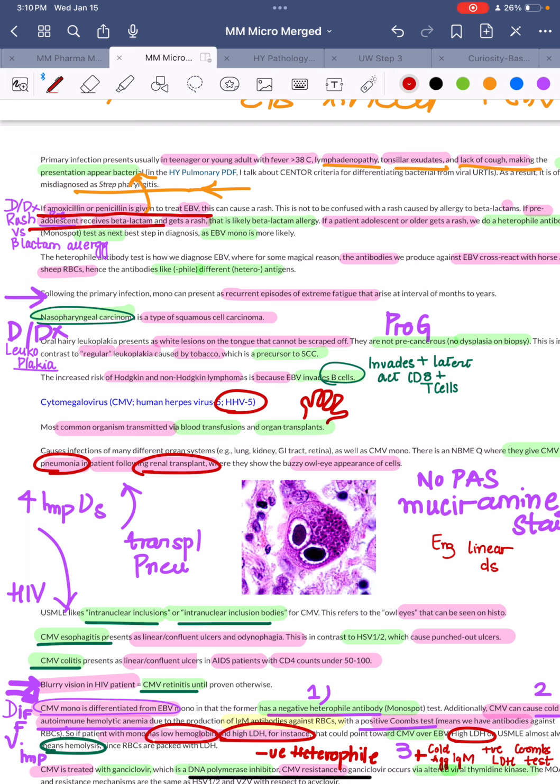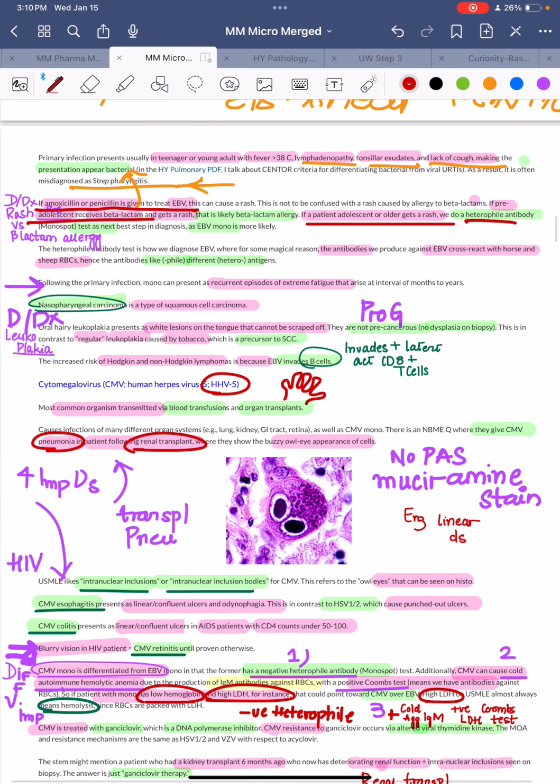And if an adolescent patient gets a rash, then of course the next step is to do a heterophile antibody monospot test, right? That would be your next best step in diagnosis, because EBV mono is likely. So if they say that the patient self-medicated, or some other doctor gave him amoxicillin or penicillin and now he has this rash, immediately your mind should go to EBV mono, right?